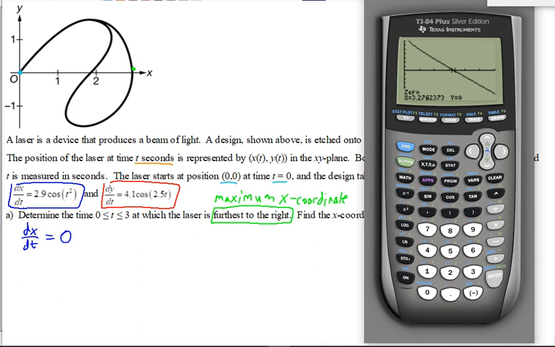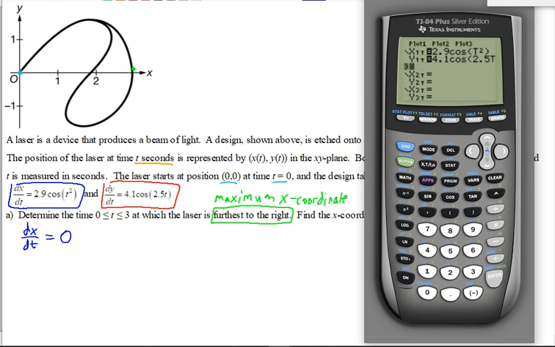So mode, I'm going to go back to parametric mode here to enter them both in together. Y equals, I'll clear these out. So we've got 2.9 cosine of t squared and 4.1 cosine of 2.5t.